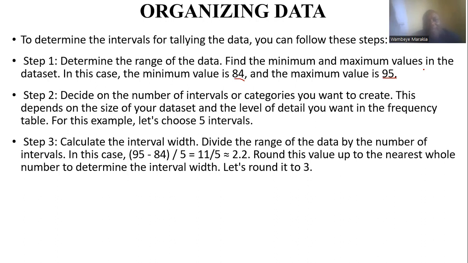Divide the range of the data by the number of the intervals. For example, in this case, our range was 11, because when you take 95 minus 84, you get 11. And then because you want your intervals to be 5, you divide by 5, and this will give us approximately 2.2. Now round this value up to the nearest whole number to determine the interval width.